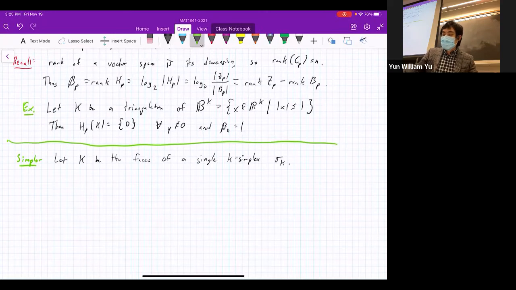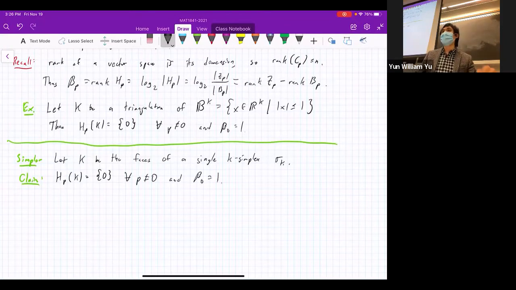And our claim, which you should expect because you might assume that the homology of a K simplex is the same as the homology of a K sphere, and you would be right, is that H_P of K is equal to 0, just the 0 element, the group with just one element, for all P not equal to 0, and beta naught, the first Betti number, is equal to 1. And let's actually take some time to prove this now.